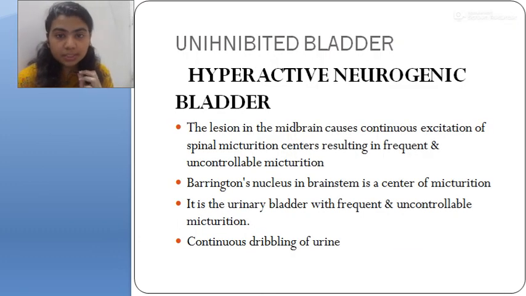Now coming to the uninhibited bladder, that is a hyperactive neurogenic bladder. The lesion will be in the midbrain, causing a continuous excitation of the spinal micturition centers, resulting in frequent and uncontrollable micturition. Barrington's nucleus in the brainstem is the center for micturition. It is the urinary bladder with frequent and uncontrollable micturition and continuous dribbling of urine.